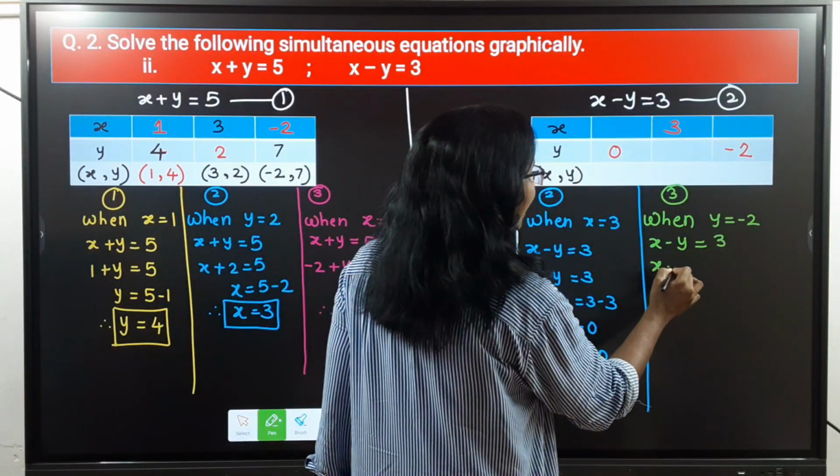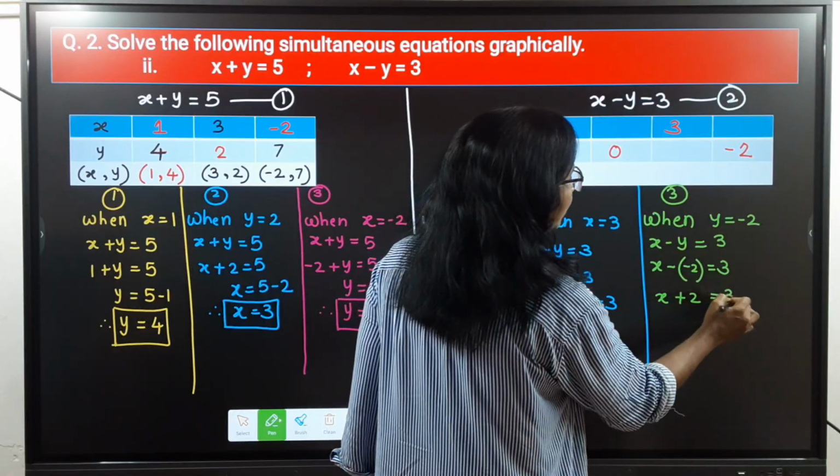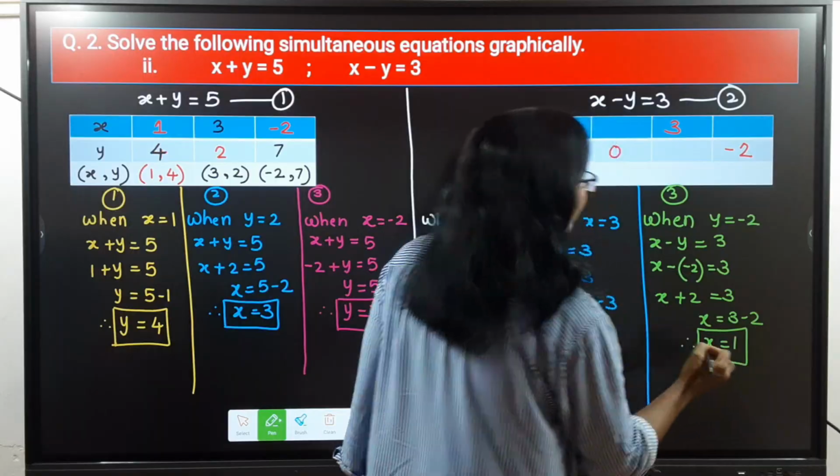Therefore x minus of minus 2, students, is equal to 3. So x minus of minus 2 means x plus 2 is equal to 3. So x is equal to 3 minus 2. Therefore, x is equal to 1.